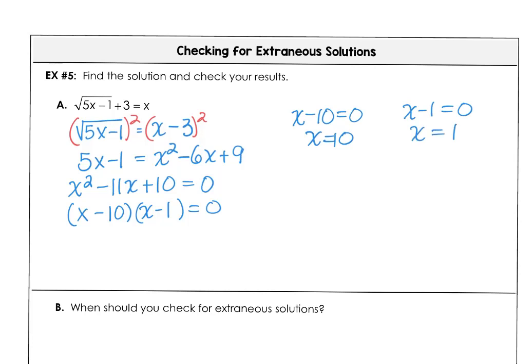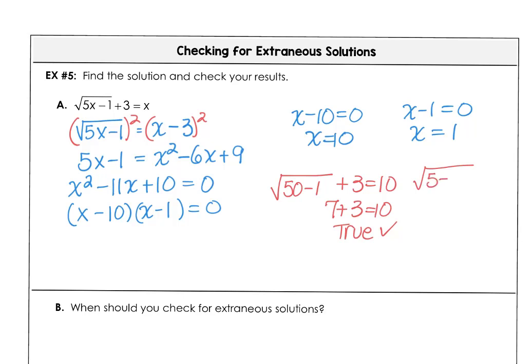So next we need to check that work. This is important, so we want to see if x is 10, is 5 times 10 minus 1, plus 3, equal to 10. So this is the square root of 49, that's 7, plus 3. It is equal to 10. This one is true. So x equals 10 is a valid solution. And then 5 times 1 is 5, minus 1, that's the square root of 4, plus 3, equal to 1.